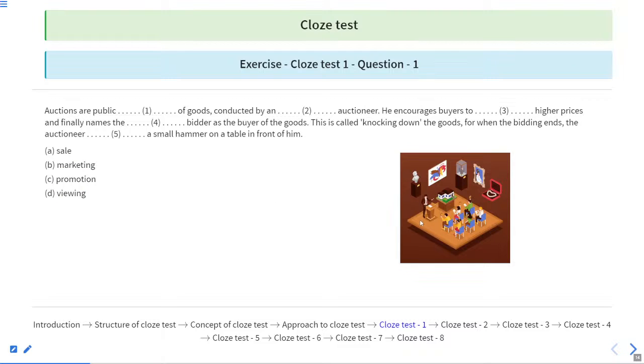Now we know that when an auctioneer is typically auctioning, say, a house to a set of bidders, then he will actually try to ask the people what they are bidding for it. It is not marketing, because marketing is a systematic activity. It is not promotion, because promotion is like advertising. Neither is it viewing. Although viewing is a part of auction, sale is actually a better word. So let us look at the solution in more detail.